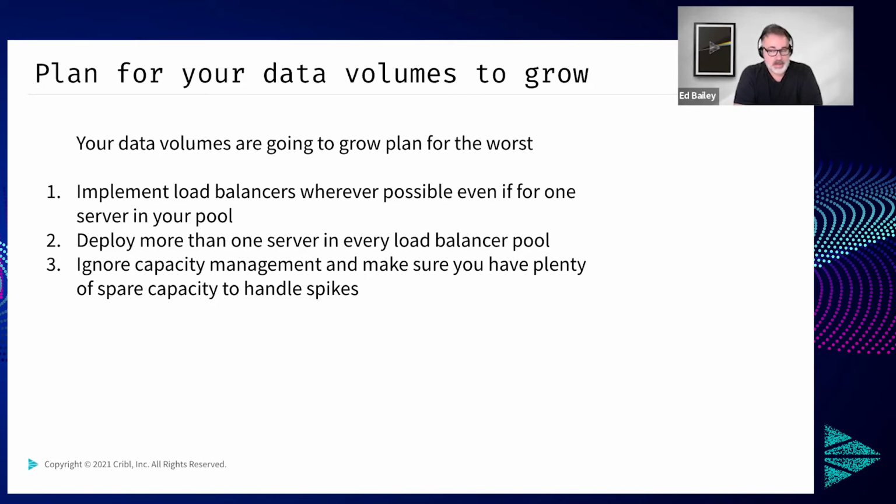Also, ignore capacity management. Don't let them talk you down out of what you need by saying you're only using this much CPU on average. The average is not what you plan for. You plan for your spikes.